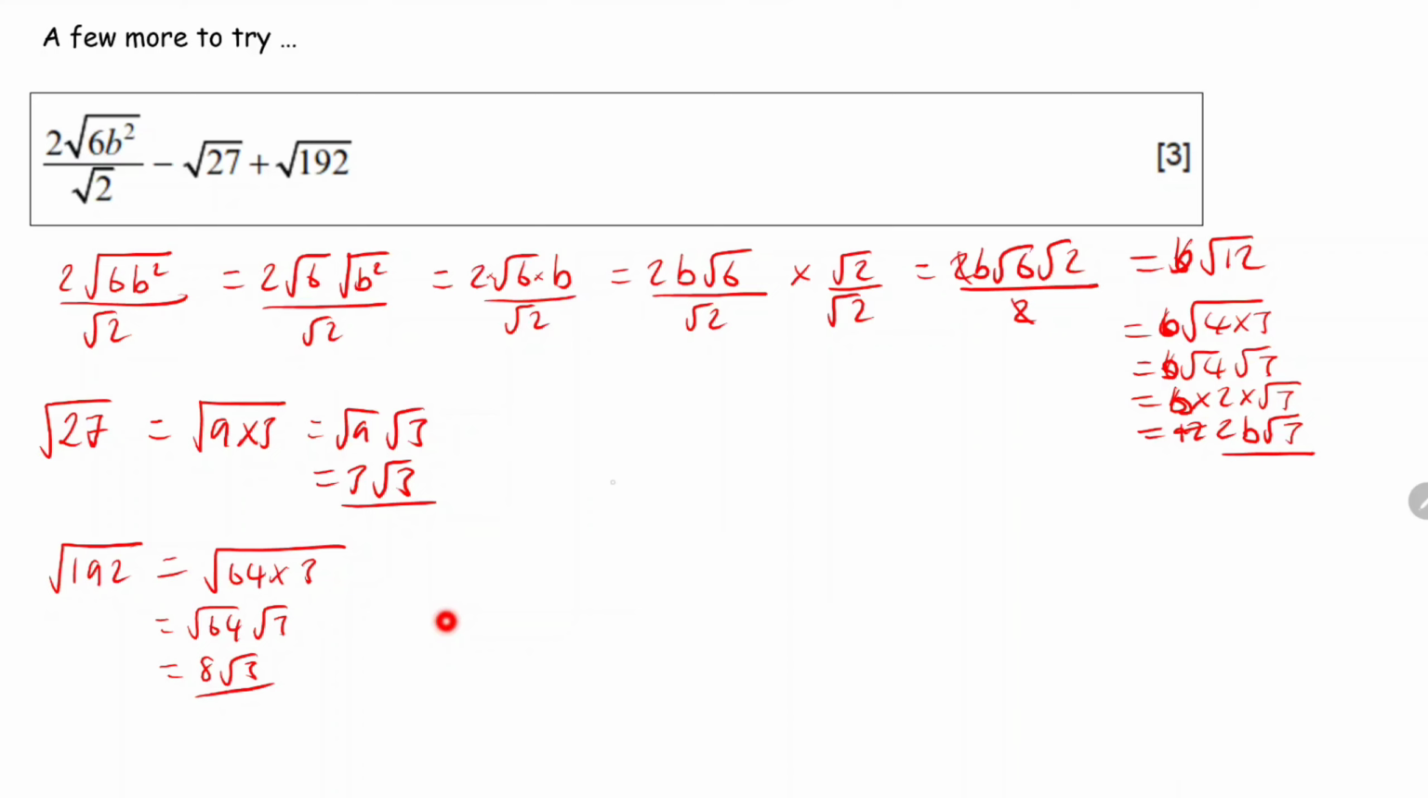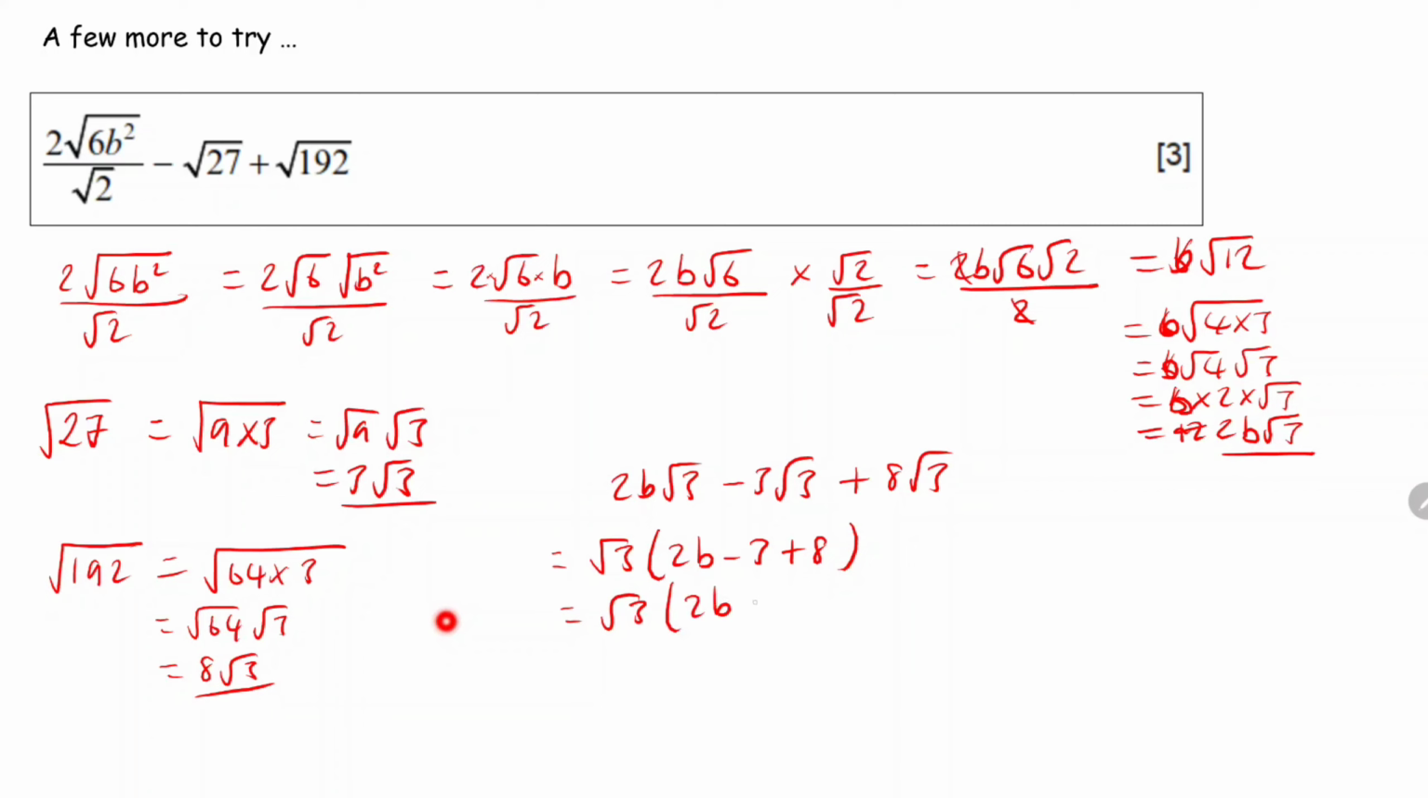So our final answer, we end up with 2b root 3 minus 3 root 3 plus 8 root 3. Now they've all got root 3 in common, so we can factorize out root 3. And we'll have 2b minus 3 plus 8, which gives us root 3 times 2b minus 3 plus 8, which is plus 5. And that's our final answer.